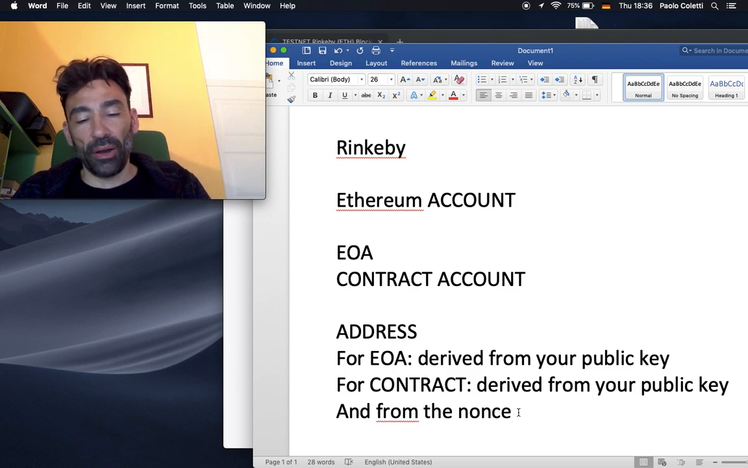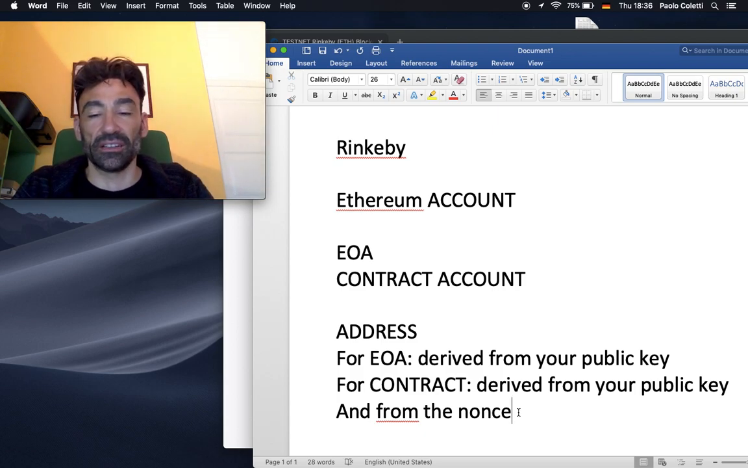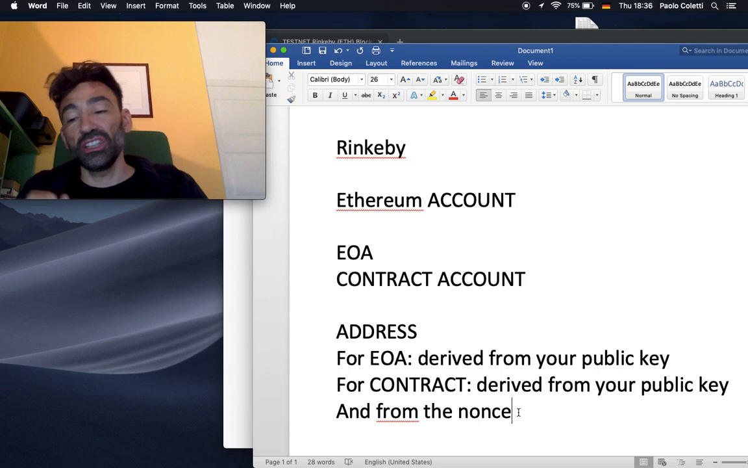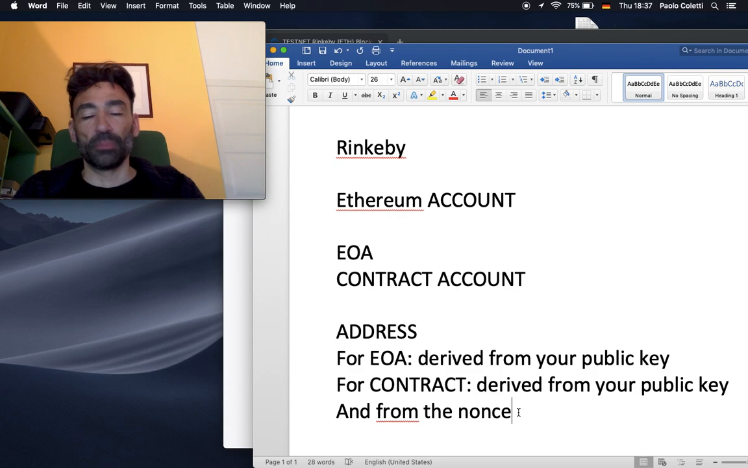Since deploying a contract, putting a contract on the blockchain, is a transaction, suppose you have done 20 transactions, the 21st is putting the contract on the blockchain. So the address of the contract will be derived from your public key and the number 21, combined in a strange mathematical way, and will generate the contract address. The next contract you deploy, imagine you deploy another contract immediately after, will have an address derived from your public key again, and 22. So this guarantees that every time you put a contract on the blockchain, it has a different address.